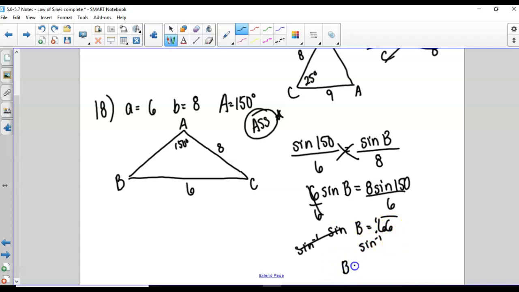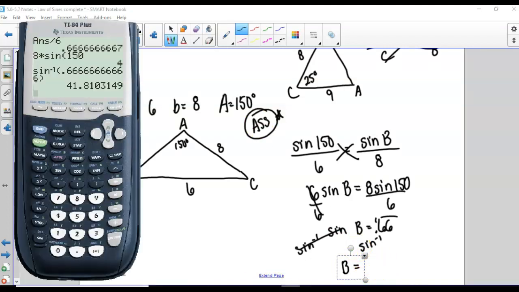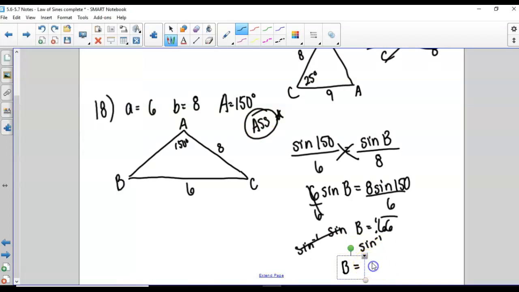I've done this one before, but I don't remember this happening before. So we get like 41.810. Okay, here's the question. We do have to check for ambiguous cases, but before we even check for ambiguous case, 41.810, is that going to work? That adds up to 190.